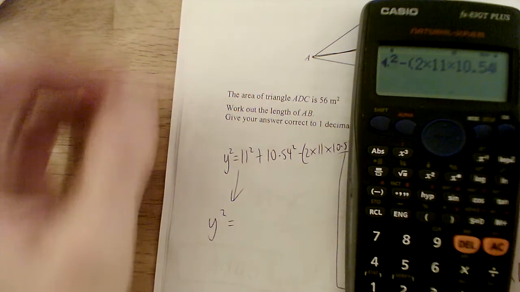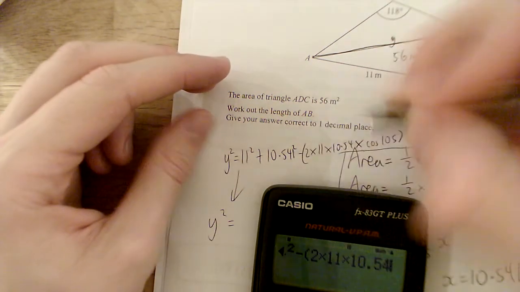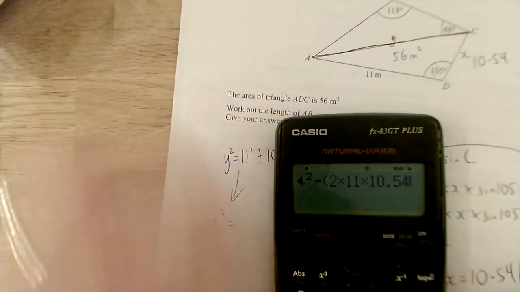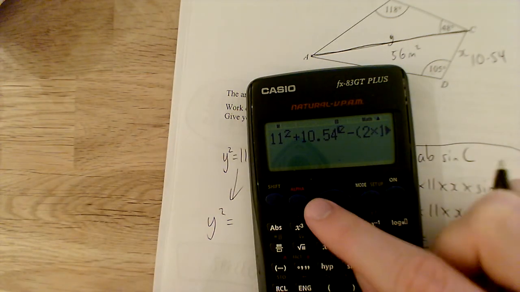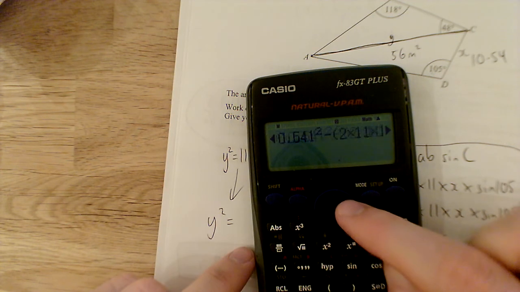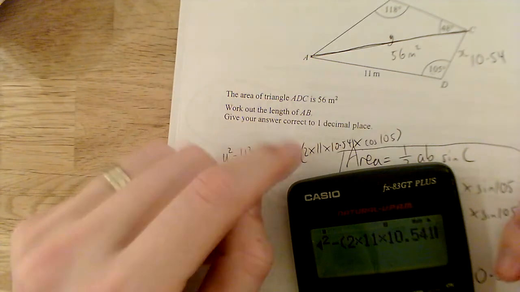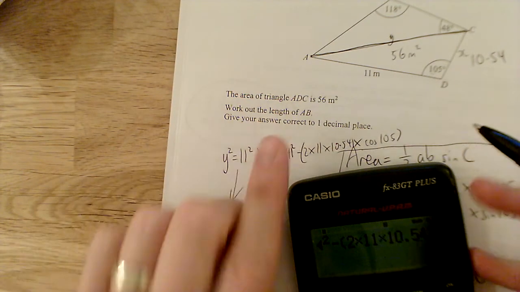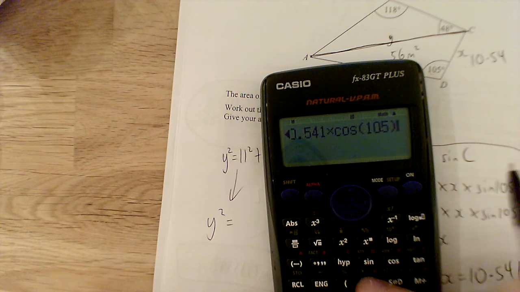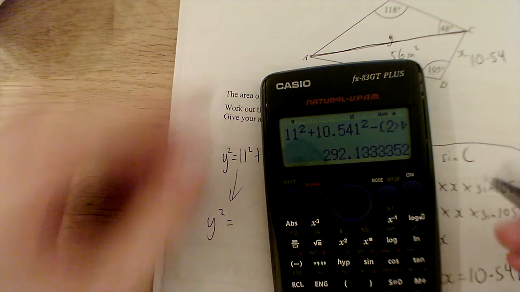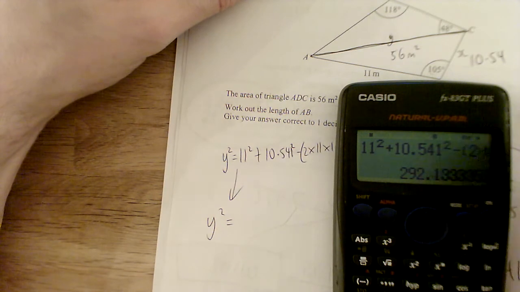10.54. I've used 10.54 instead of 10.541. I might go back just to make this more accurate. Put the 10.541 in there. So 2 times 11 times 10.541 times cos 105. So y squared is equal to 292.133, etc.